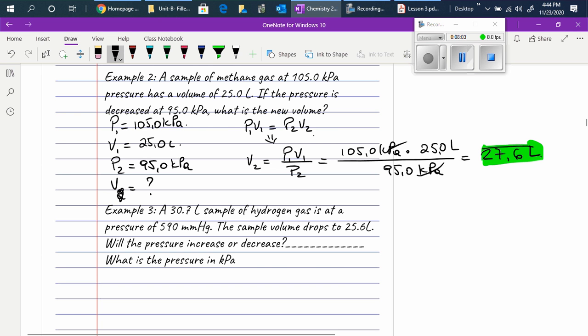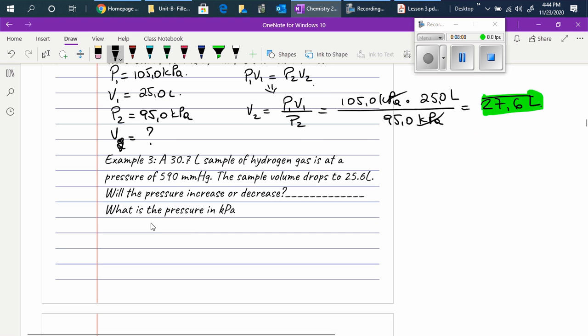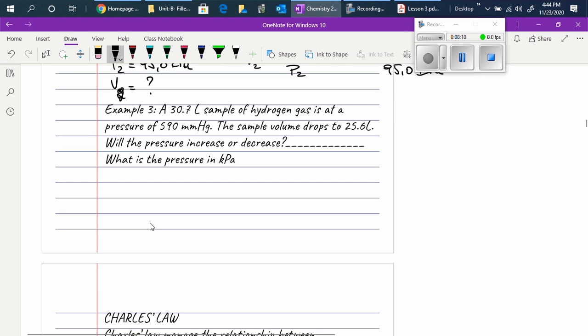Okay, now let's see what will happen in this case, when a 30.7 liter sample of hydrogen gas, so volume 1 is 30.7 liters, is at a pressure of 590 mmHg. The sample volume drops to, so V2 is 25.6 liters.